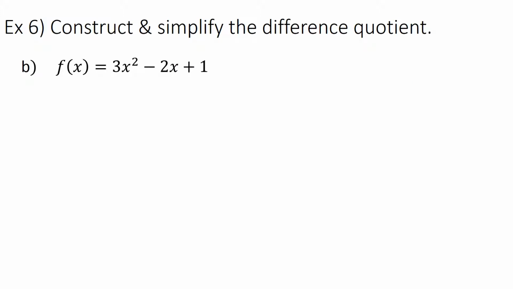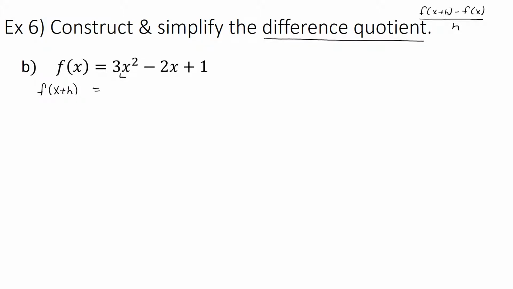Example 6b. This time the given function is f of x equals 3x squared minus 2x plus 1. And we're being asked to construct and simplify the difference quotient. Again, difference quotient means f of x plus h minus f of x all over h. That's what it's referring to. So the first thing you need to do is find your new equation, which is when you substitute the value of x plus h in for x.